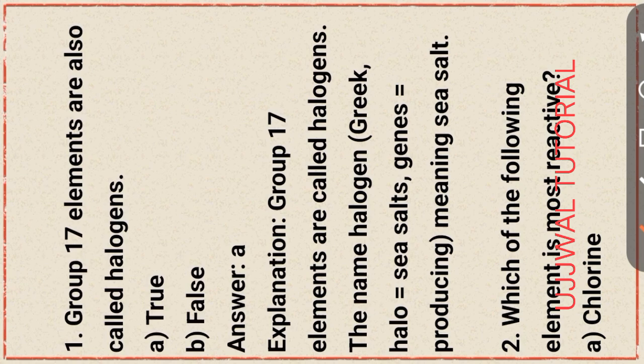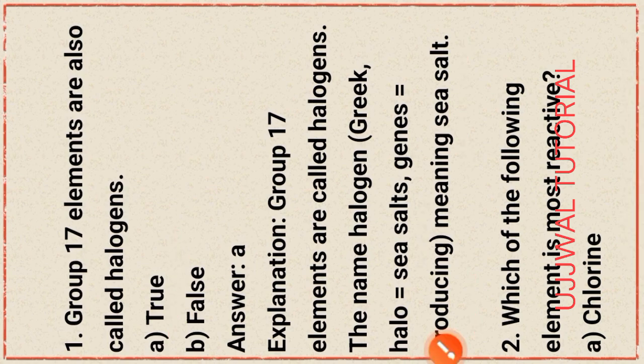Question number 1: Group 17 elements are also called halogens. This statement is true. To explain, group 17 elements are called halogens. The name halogen is from the Greek language, where halo means sea salt and gens means producing, that is, sea-salt producing.